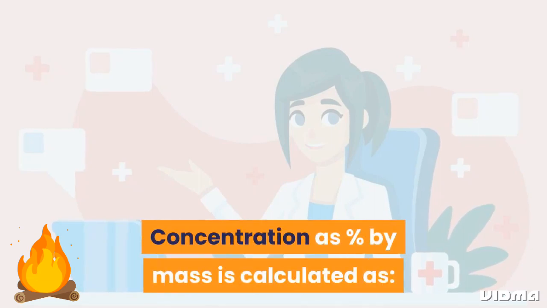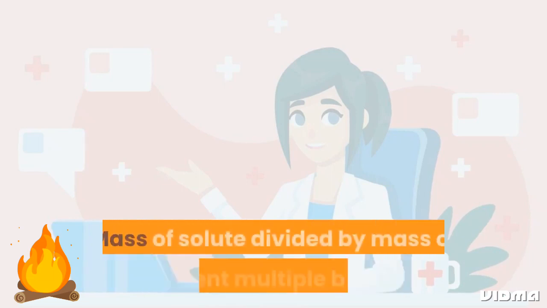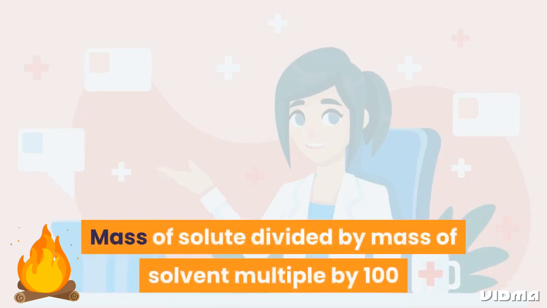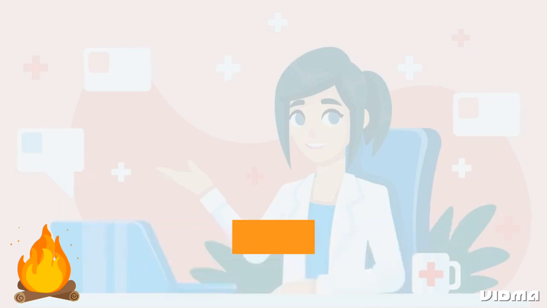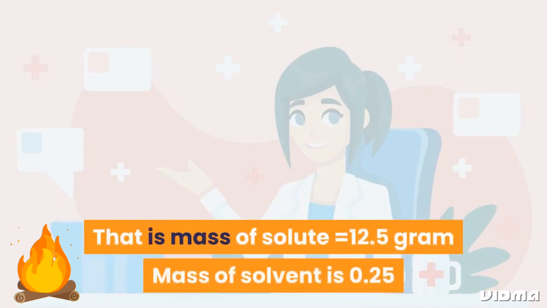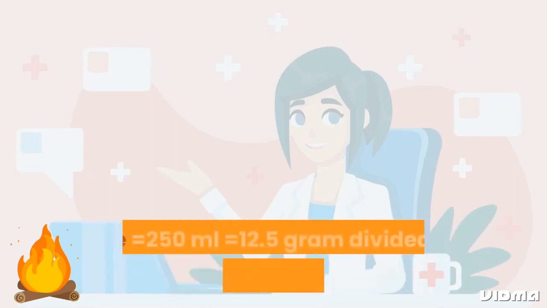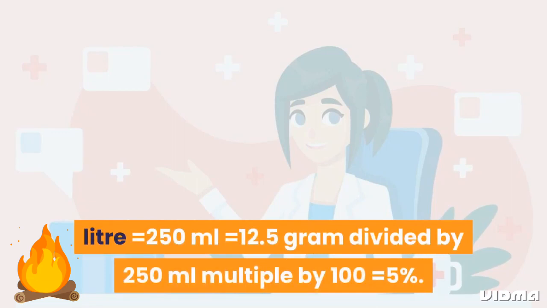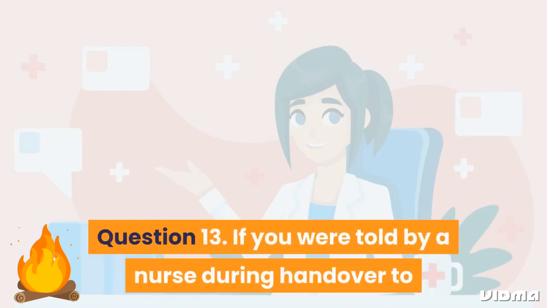Concentration as % by mass is calculated as mass of solute divided by mass of solvent multiplied by 100. That is, mass of solute equals 12.5 gram. Mass of solvent is 0.25 liter equals 250 ml. Equals 12.5 gram divided by 250 milliliters multiplied by 100.